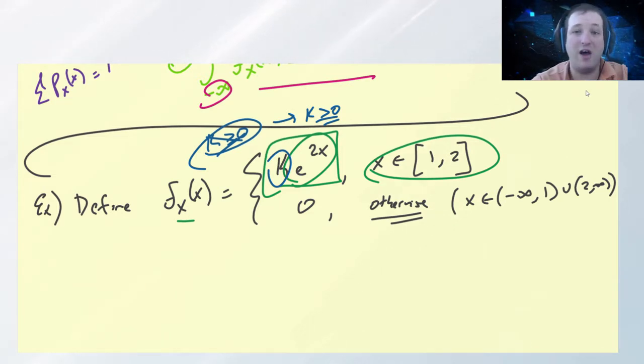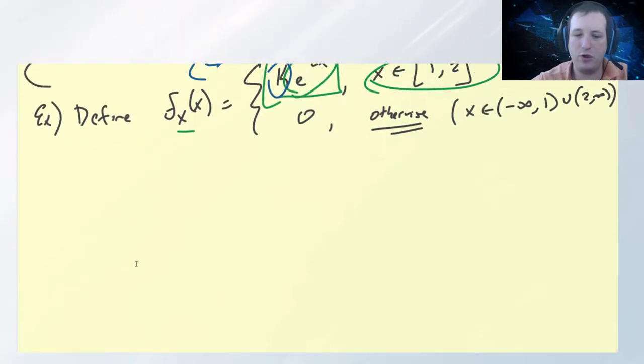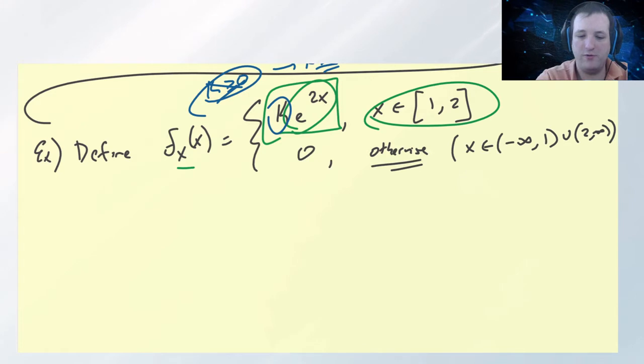So let's figure out what that value k must be in order to make this a PDF. In order for this to be a PDF, clearly it must be positive, but we need to figure out the value of k to make the area equal to 1, and then we can test just to make sure that the positivity criteria is satisfied.